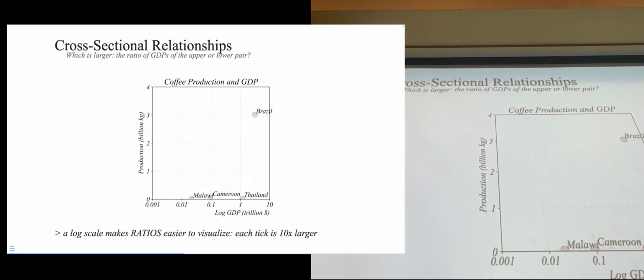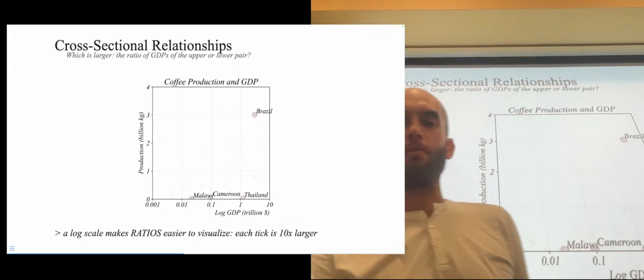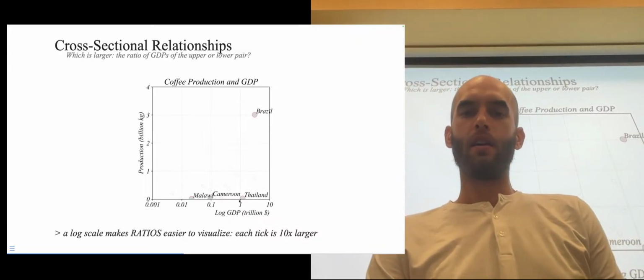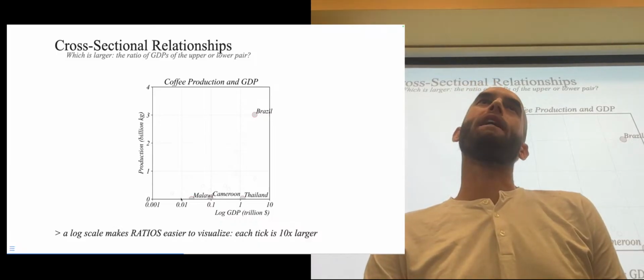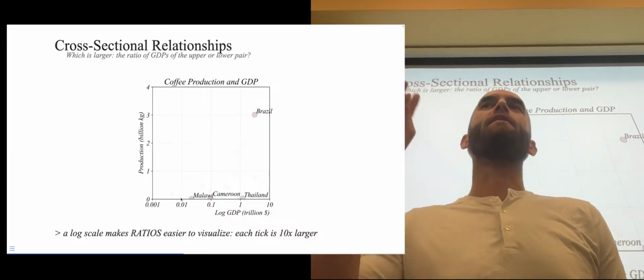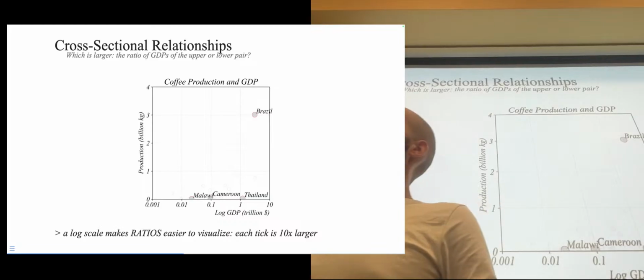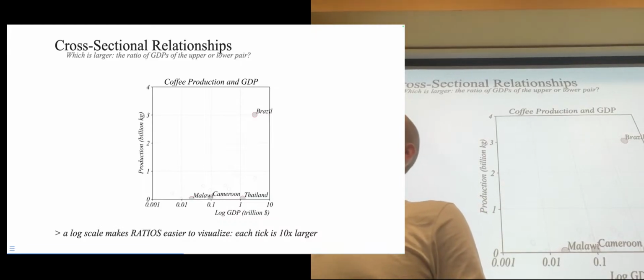So one of the things that logarithmic scales do is they separate clumped data while leaving separation between the larger values. In this case, we can still see that there's some difference between Brazil and Thailand, but we can also see that there's a difference between Cameroon and Malawi. But the second thing a logarithmic scale does is allow us to make ratio comparisons.